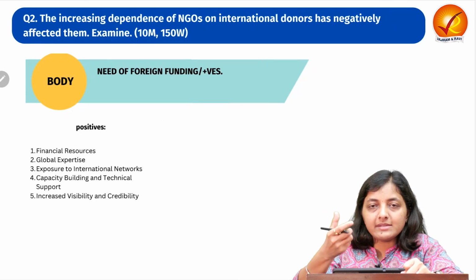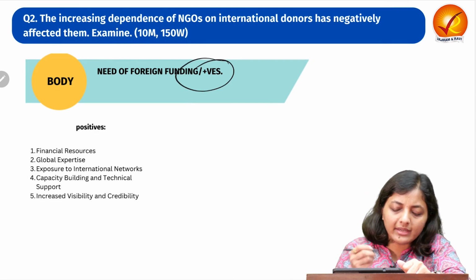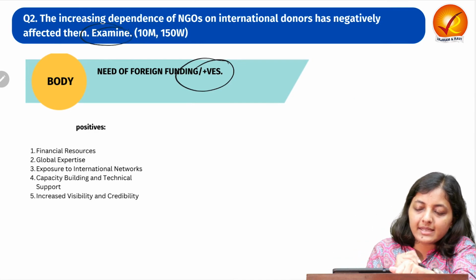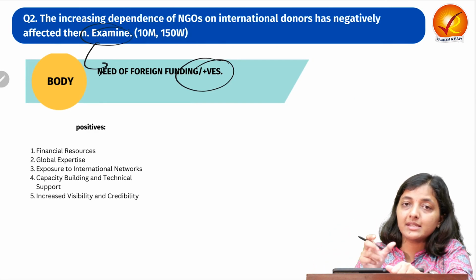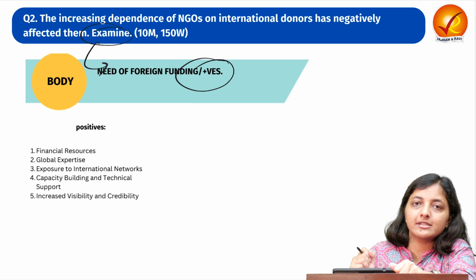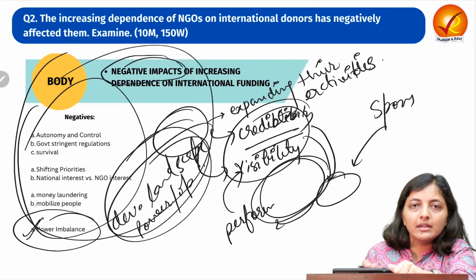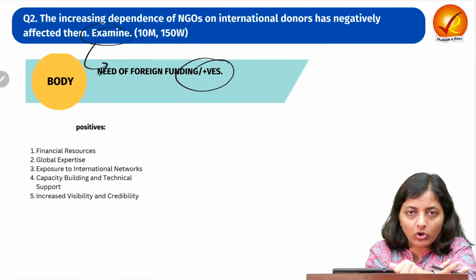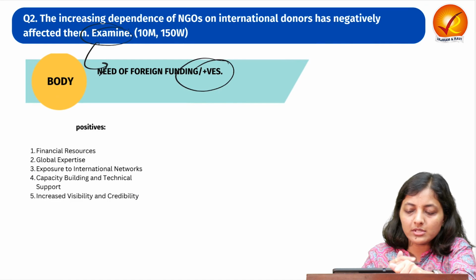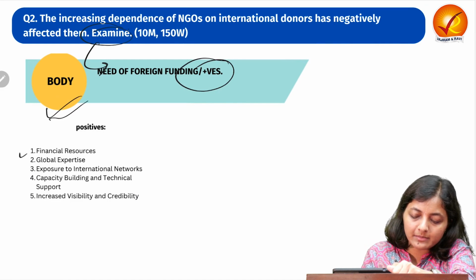Next comes, as we have already discussed, that we can write it on a positive note, or we can write both aspects, because the word is examine. We have to investigate to what extent this is true. So to what extent this is true, we have discussed here. We can write that although there are some drawbacks or negative fallouts, still the foreign funding is required. What are the positives?